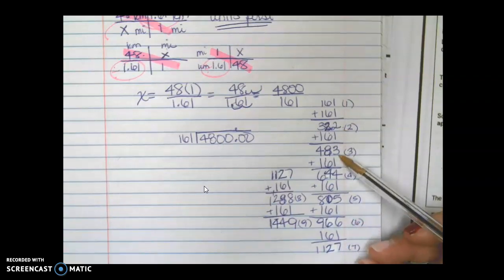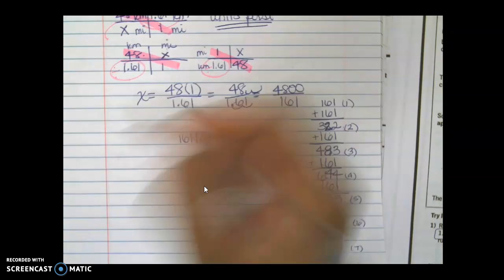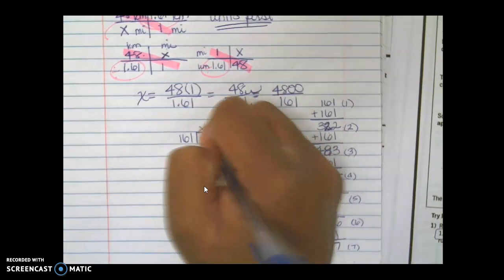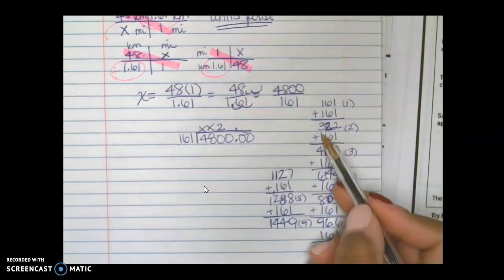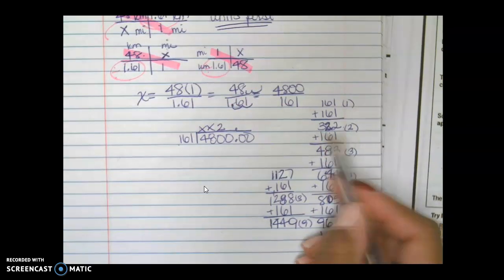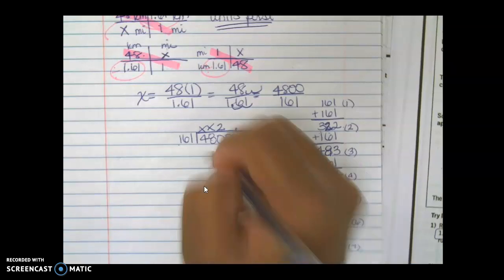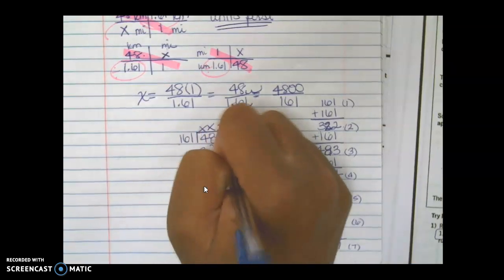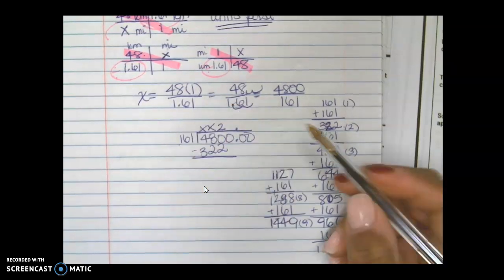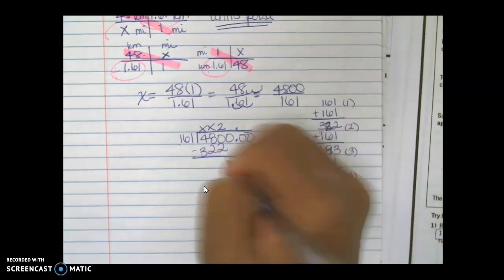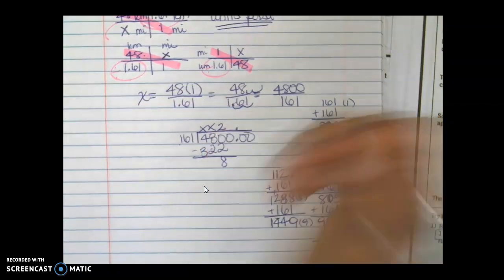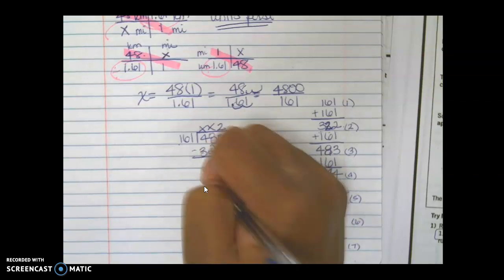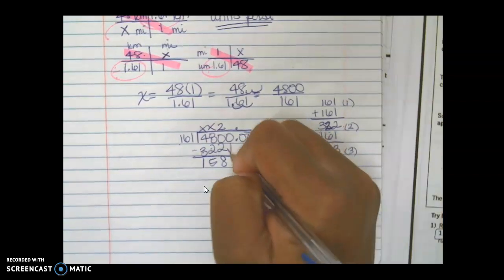2, because 3 times is too far. 2 times, so put the 2 on top of this 0. 2 times 161 is 322. Subtract. Remember we fixed it? 10 minus 2 is 8. 7 minus 2 is 5. And 4 minus 3 is 1. Bring down the 0.